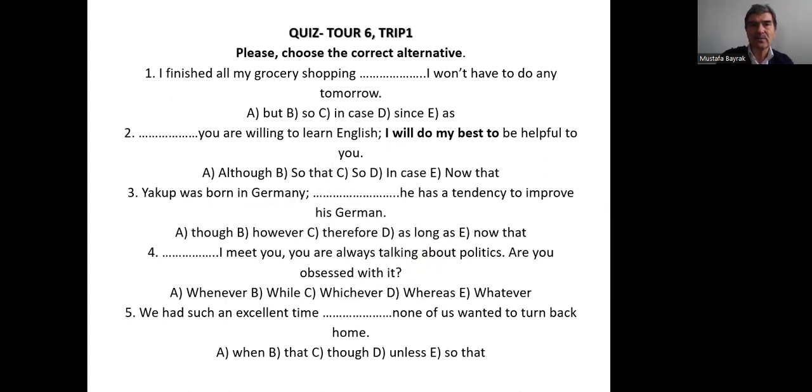Quiz tour 6, trip 1. Please choose the correct alternative. Question 1. I finished all my grocery shopping, blank, I won't have to do any tomorrow. But, so, in case, since, as. So. Okay. Yesterday, I finished all my grocery shopping, so I won't have to do any shopping tomorrow.